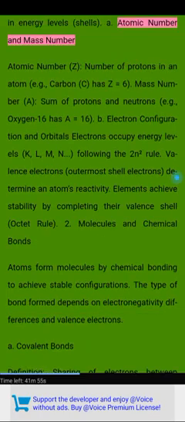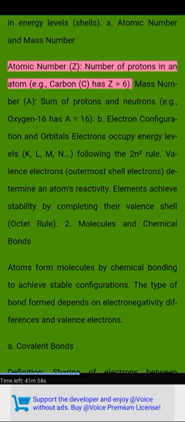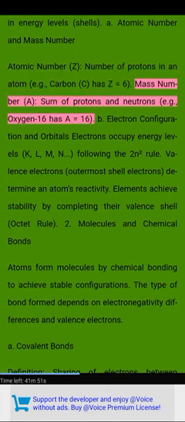A. Atomic number and mass number. Atomic number Z: number of protons in an atom, e.g., carbon C has Z equals 6. Mass number A: sum of protons and neutrons, e.g., oxygen-16 has A equals 16.